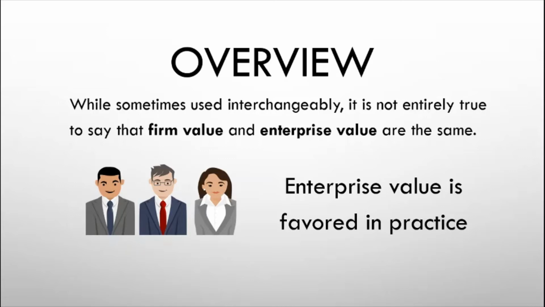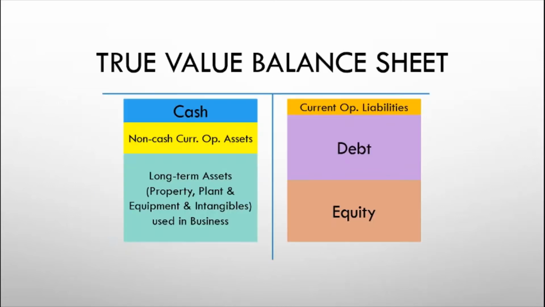To demonstrate this visually, let us refer to the following balance sheet that is based on true value. On the left side of the balance sheet, we have the uses of the funds, the assets. I'm going to put here cash, the non-cash current operating assets like receivables and inventory. Then you have the long-term operating assets, the property, plant, and equipment, as well as intangible assets that are used in the primary business of the company.